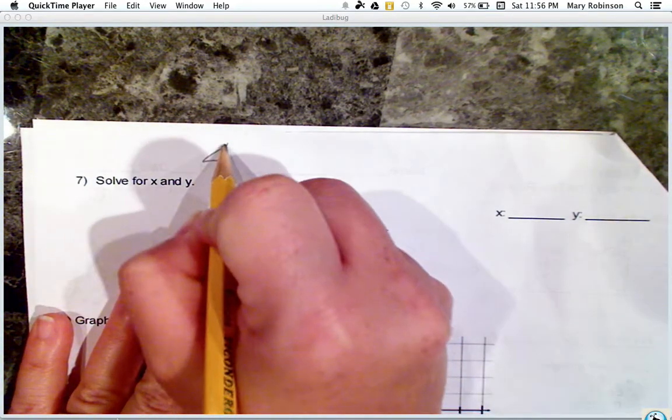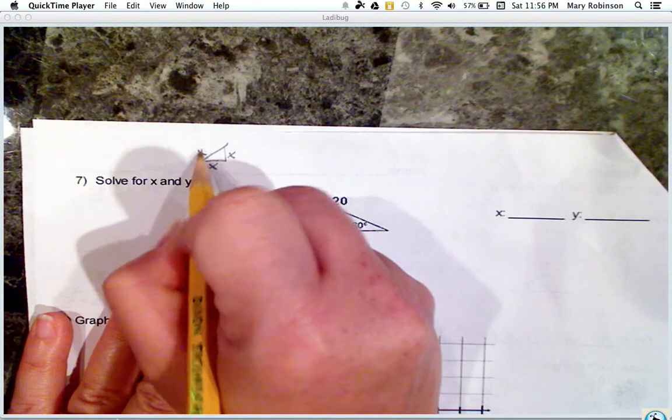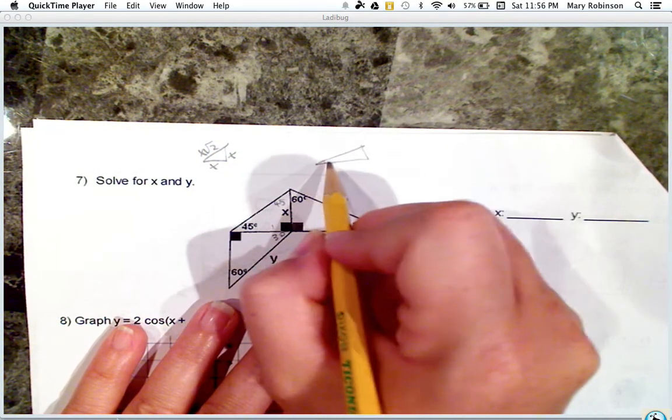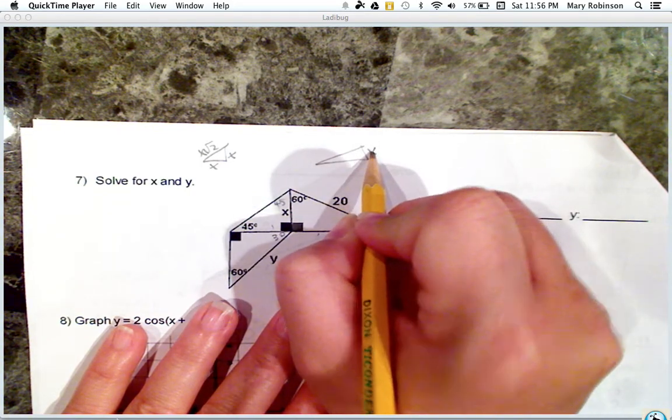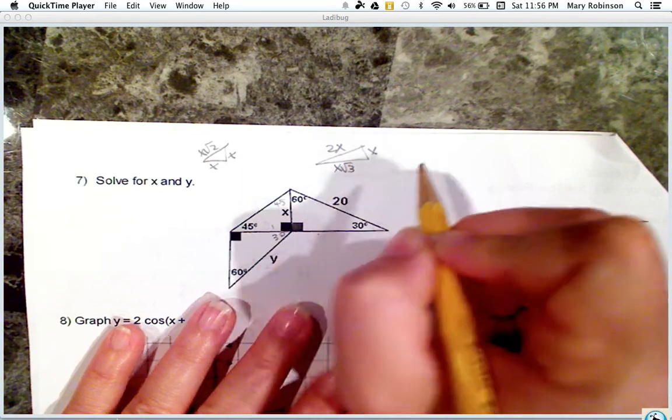Remember, for a 45, 45, 90, your sides are x, x, and your hypotenuse is x square root of 2. And for a 30, 60, 90, your short leg is x, your hypotenuse is 2x, and your long leg is x square root of 3.